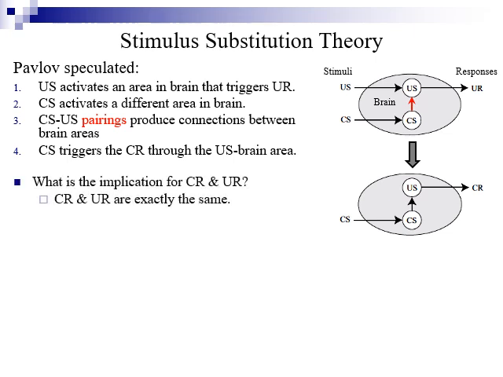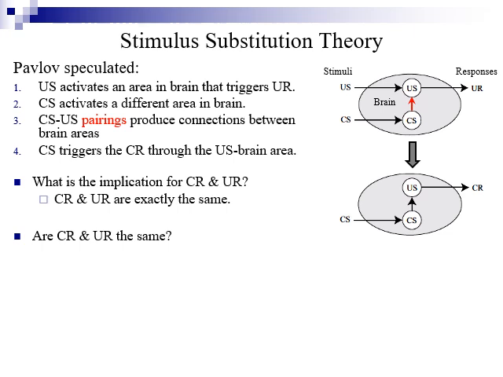Now, what are the implications of this? What does that mean about the conditioned response and the unconditioned response? What it means is that since the unconditioned response is produced by the US area of the brain, and the conditioned response is produced by the US area of the brain, those responses are exactly the same. The question is, are they exactly the same?